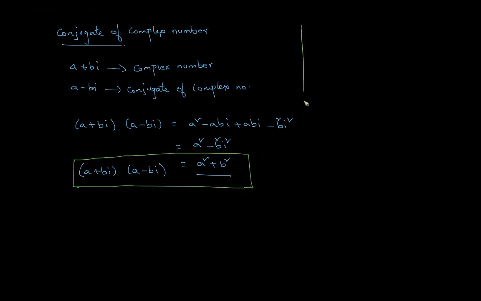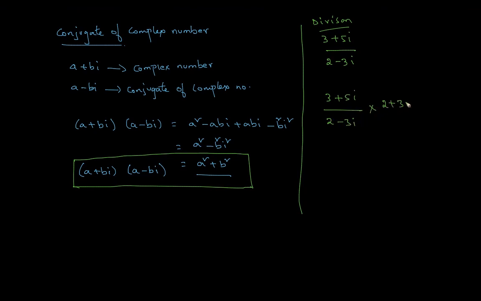Right. Now we do one problem. 3 plus 5i by 2 minus 3i. Do the division. How do you do it? So 3 plus 5i by 2 minus 3i into 2 plus 3i by 2 plus 3i. Now the upper part will be 3 plus 5i into 2 plus 3i, and the lower part 2 minus 3i into 2 plus 3i.